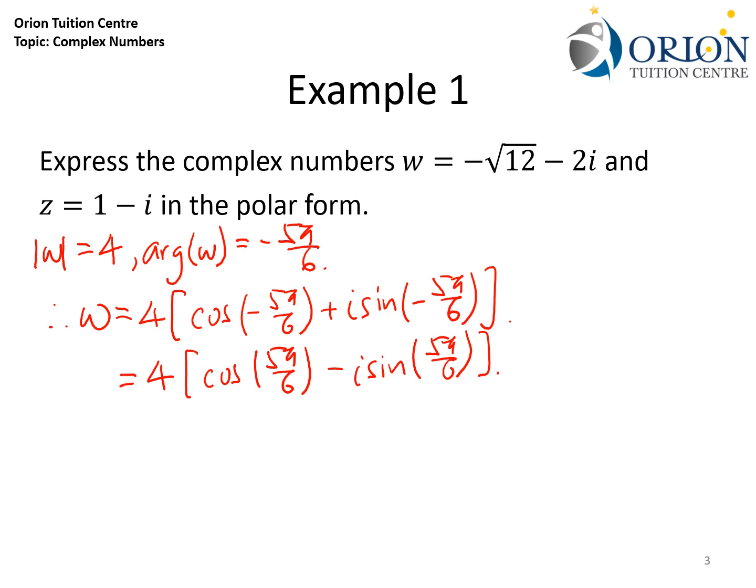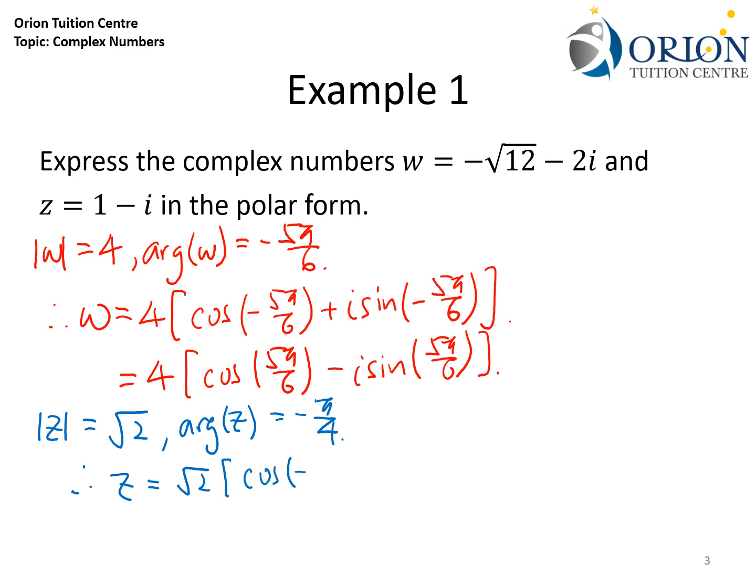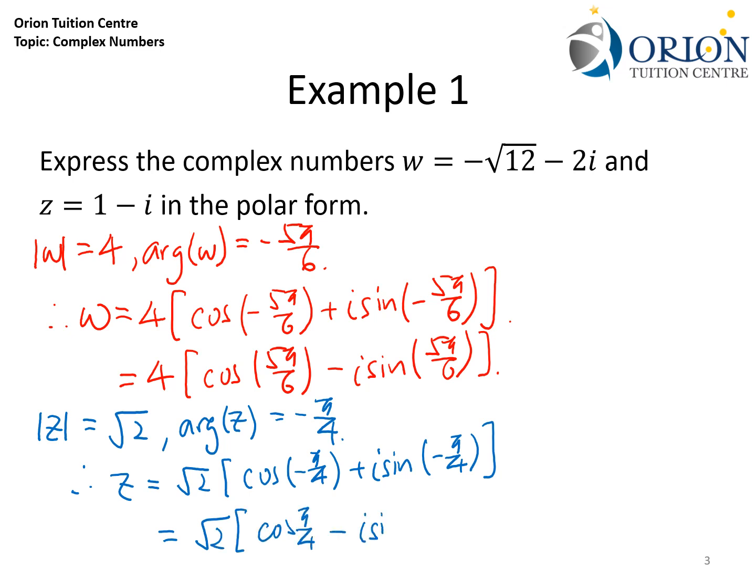Next, we find out what the modulus of z is. It will be equal to square root 2 and the argument of z will be equal to negative pi over 4. Therefore, z will be equal to square root 2 cosine of negative pi over 4 plus i sine negative pi over 4, which we can also write as square root 2 cosine pi over 4 minus i sine pi over 4.